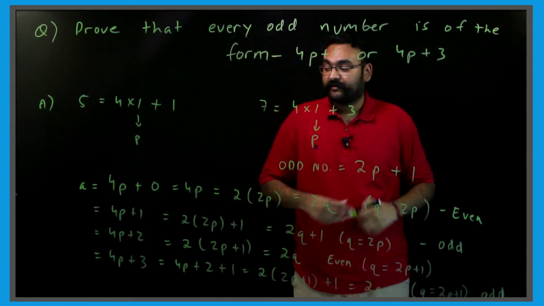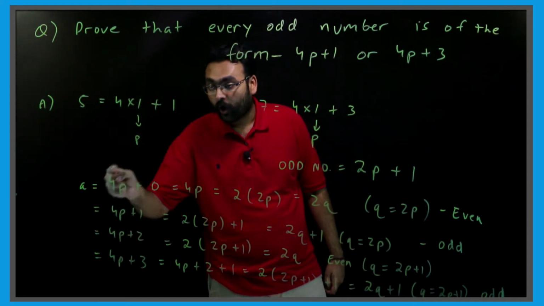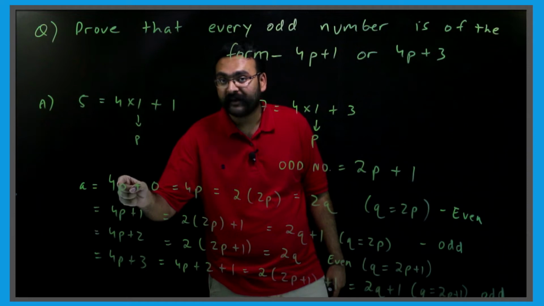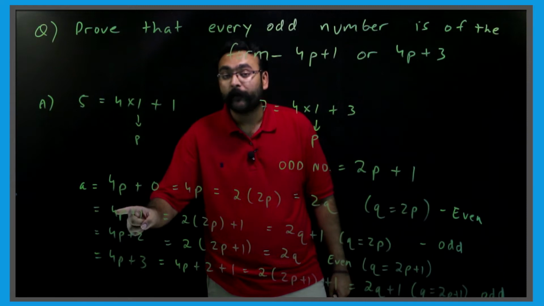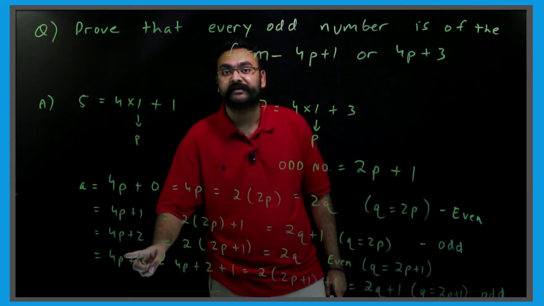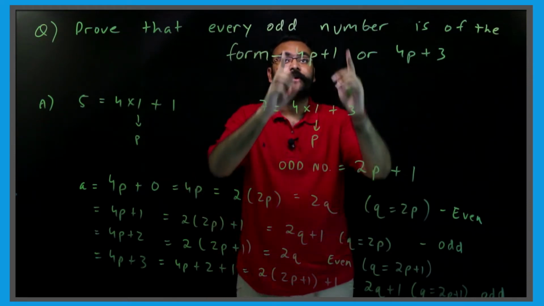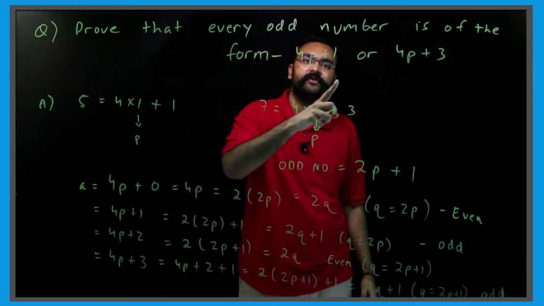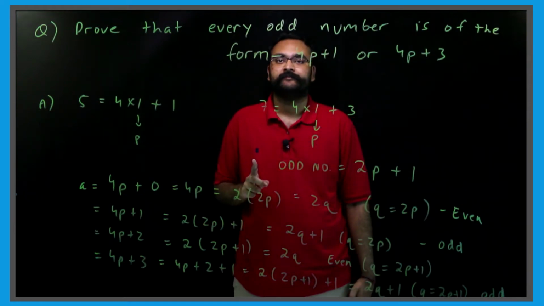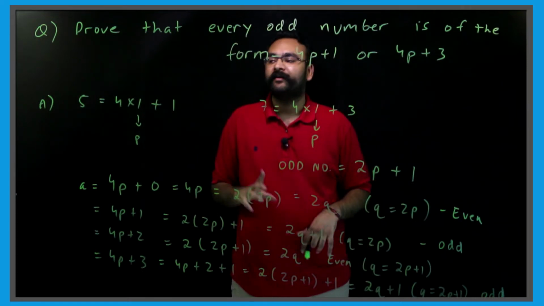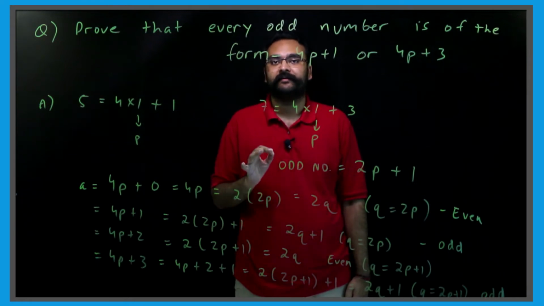So we can see my integer has to be one of these 4 types. Of these 4, 4p and 4p plus 2 will always be even. 4p plus 1 and 4p plus 3 will always be odd. Hence, an odd number must be of the form 4p plus 1 or 4p plus 3. This is what we mean by proving integer questions using Euclid's division lemma.